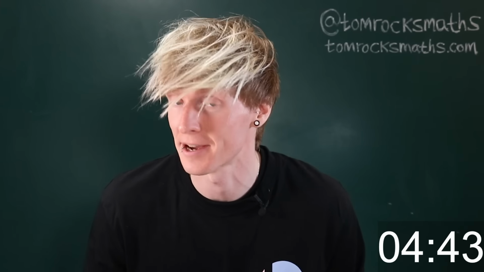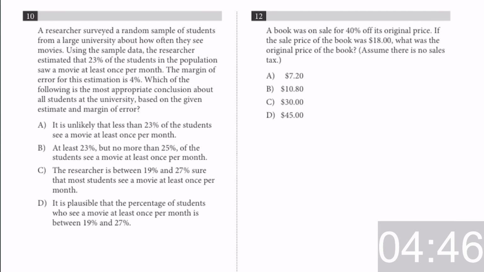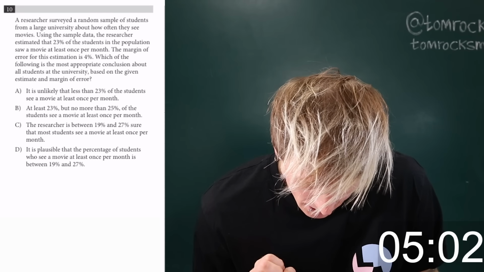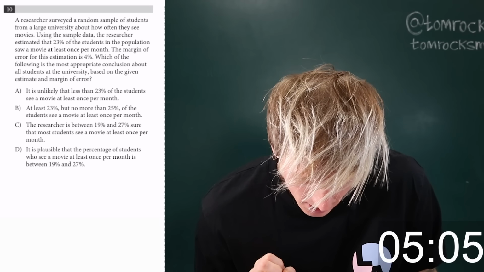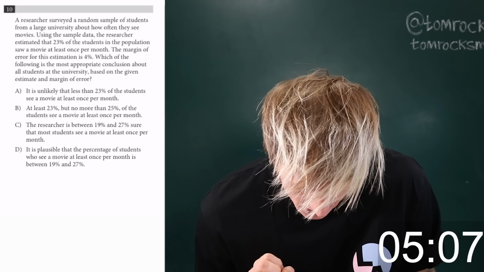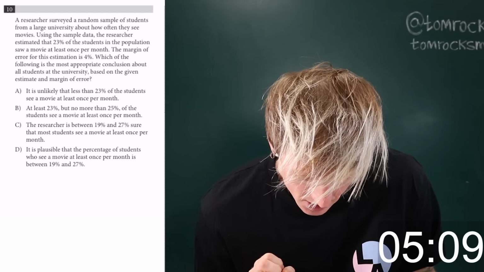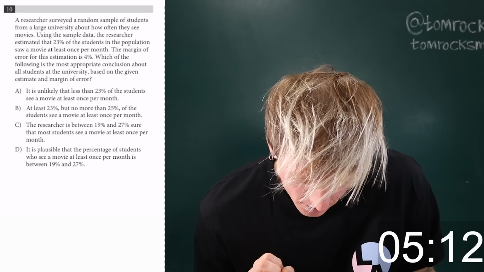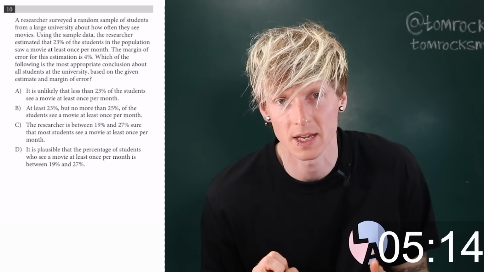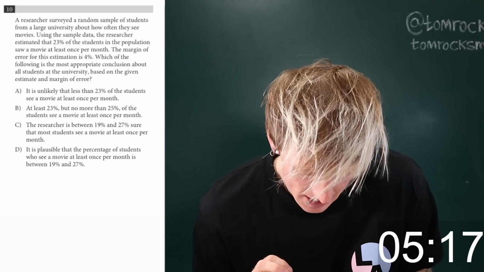Researcher, more random sampling. So they did a random sample of students from a large university about how often they see movies. The researcher estimated 23% of the students' population saw a movie at least once per month. The margin of error is 4%. Which of the following is the most appropriate conclusion about all students based on the given estimate? Okay, it is unlikely that less than 23%, at least 23%, but no more than 25% of the students. The researcher is between 19 and 27. The margin of error is 4%, so I think that should be plus or minus 4%.